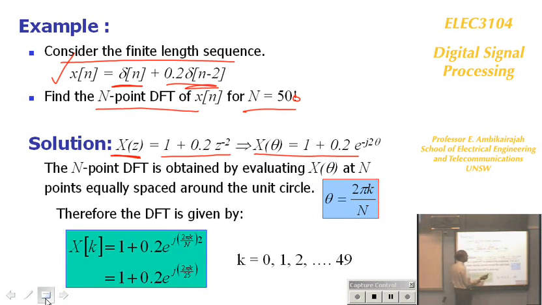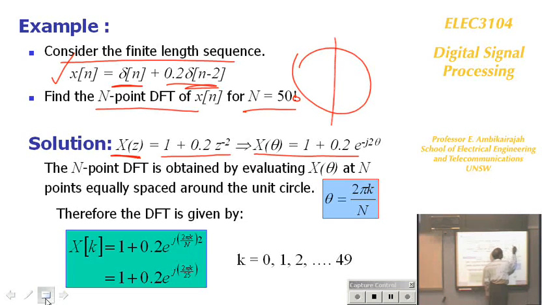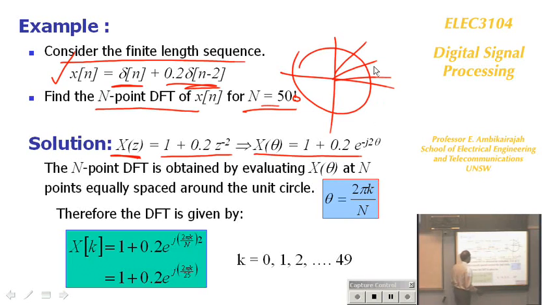Now we know theta has to be divided. Theta is unit 30 here, and they have to be divided into however many points you decide, 50 points. So you can now say your DFT equation is 1 plus 0.2 e to the minus j theta, where theta is now replaced by 2 pi over 50 times k. K is the frequency point. So that's your discrete Fourier transform equation. If you are given a sequence that you know, you can formulate it using the transform.